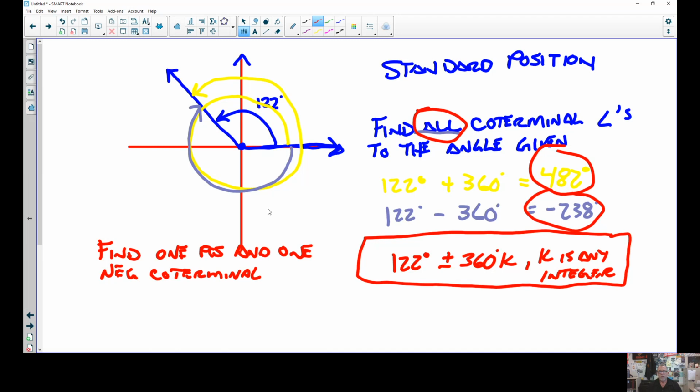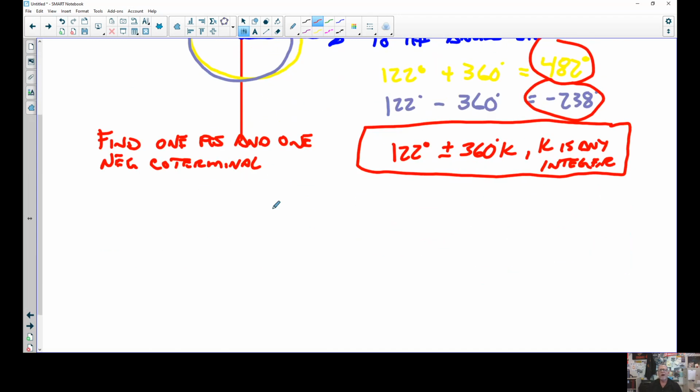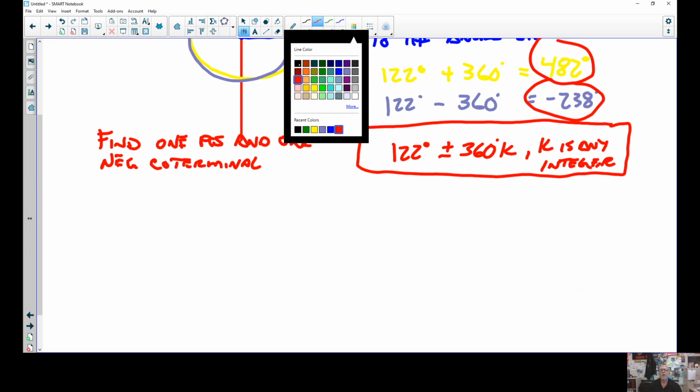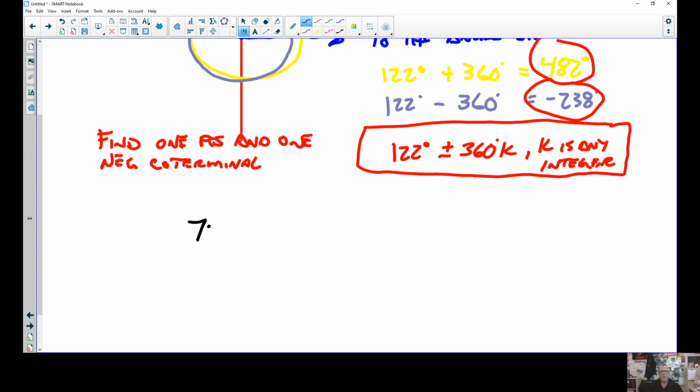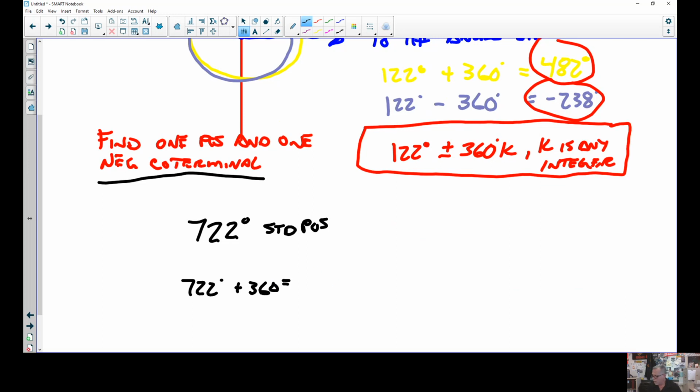So let's see if you can do this. If I gave you, let's say 712 degree, or since I wrote 7.2, I'll say 722 degree standard position angle, and said find one positive and one negative coterminal. Well, I can do either one. I can do 722 degrees plus 360 degrees would give me, what would that be? 722 plus 360 is 1,082.